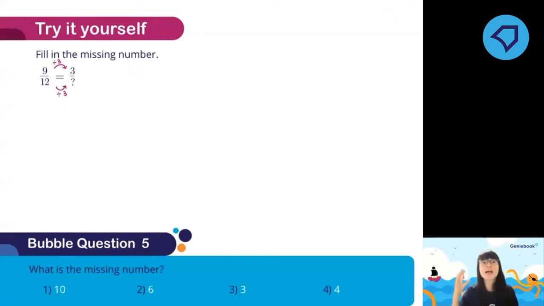Excellent job. Yes, so you have to divide the numerator and the denominator by the same number. That's how you can definitely be sure that they are equivalent fractions. They mean the same thing.